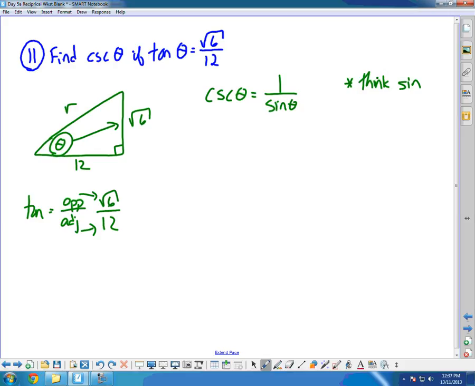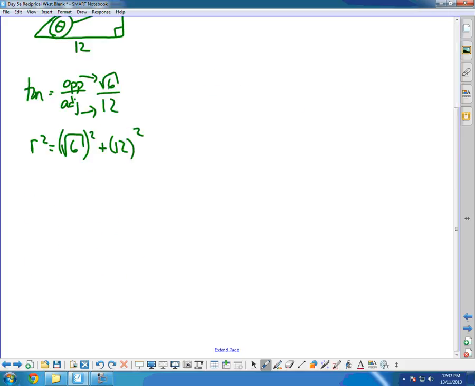And then underneath I could do a little bit of math. r squared equals root 6 squared plus 12 squared. Or I can use what I did at the beginning and use this formula: root 6 squared plus 12 squared, and take the square root right away.